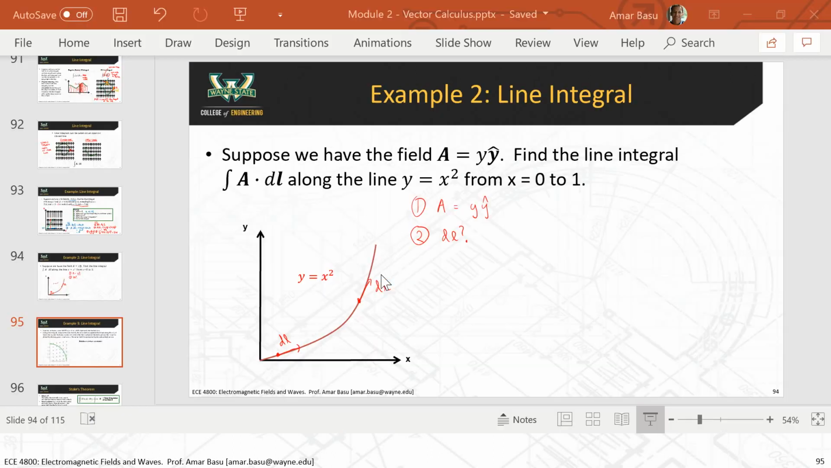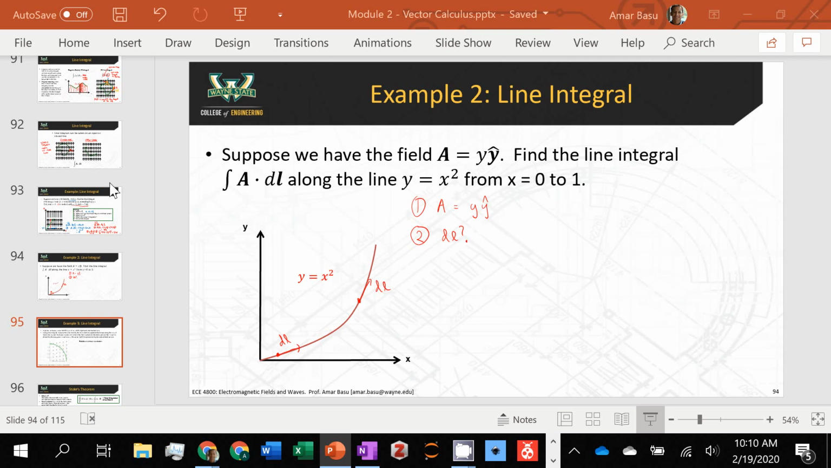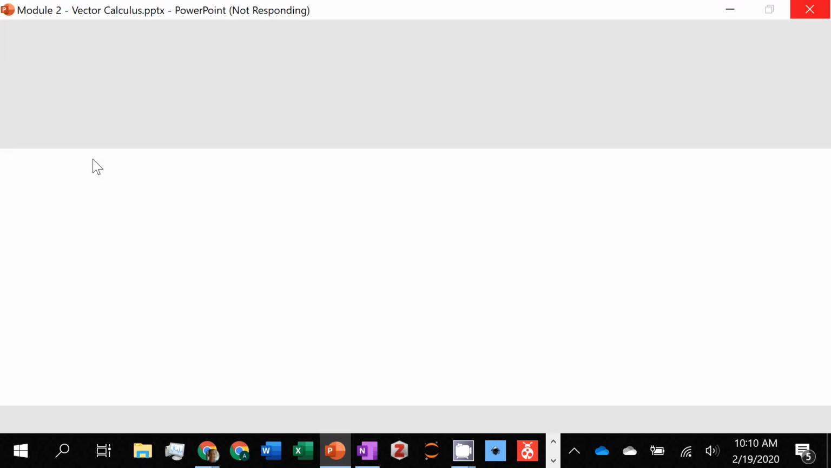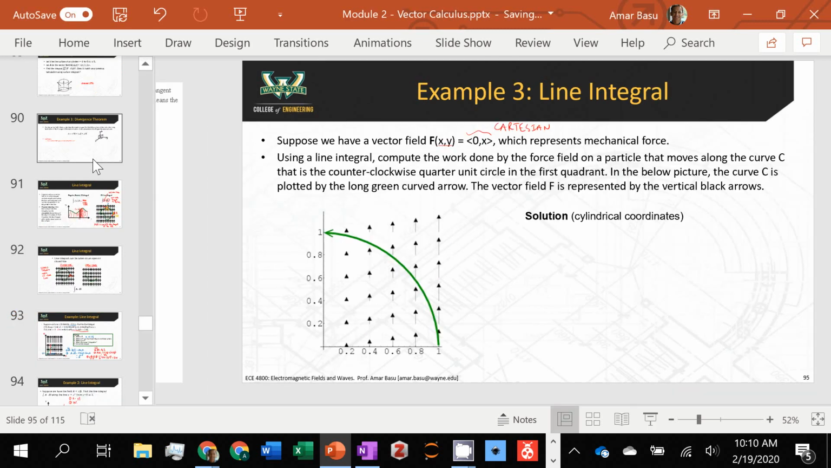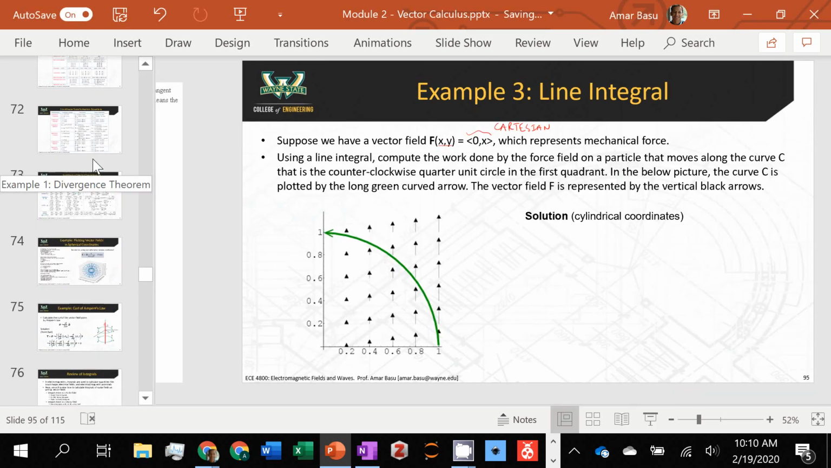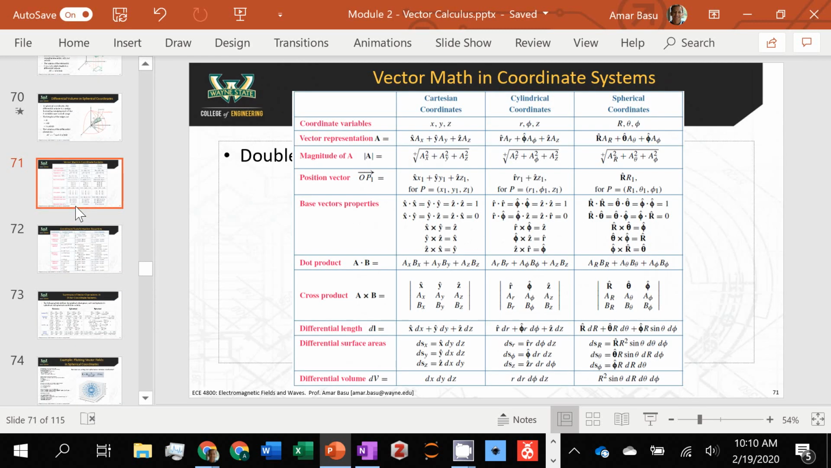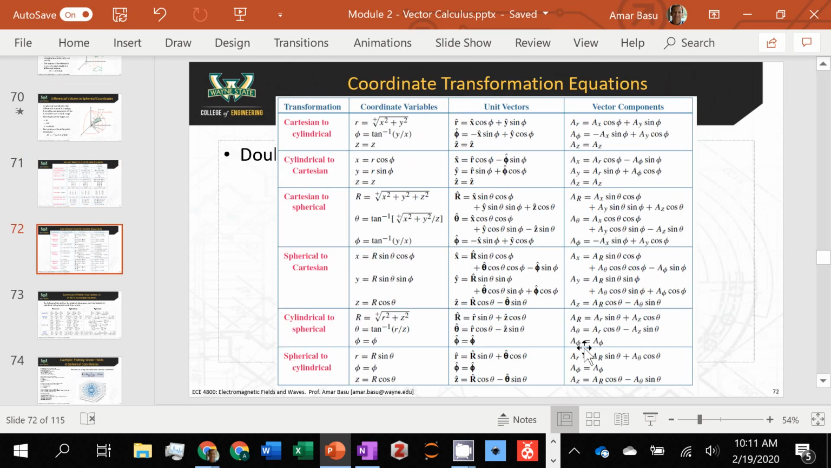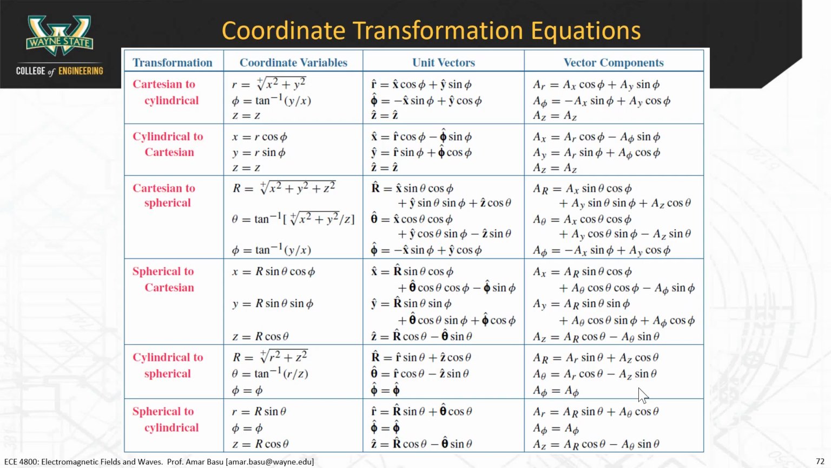Let's keep our ink annotations, and we'll go back to our chart. I want to show you how you can use that chart to do transformations. Again, you'll have this chart on the exam, so no worries. You don't have to write all this stuff down. So this one was the vector properties. This one is about coordinate transformations. So let's look at this slide.